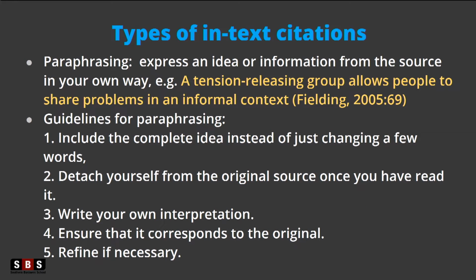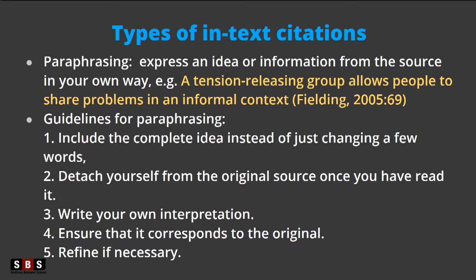The other type of in-text citation that we often use is the paraphrase. That is when you want to express information from your source, but in your own way, the way that you understand it without really changing the meaning. We have to make sure that we follow the guidelines for paraphrasing. You have to include the complete idea and not just change a few words. That is not really paraphrasing.